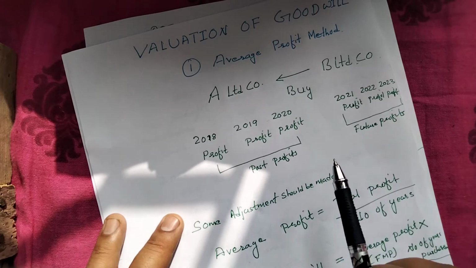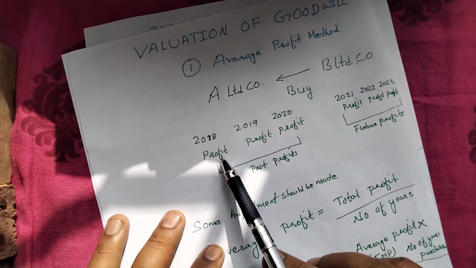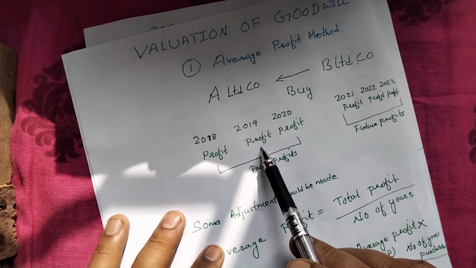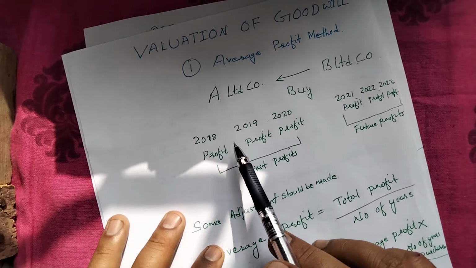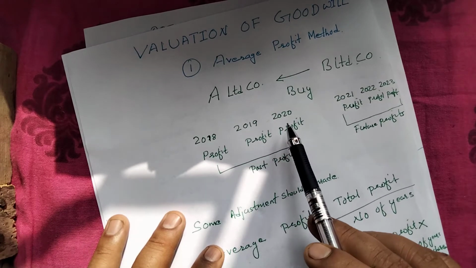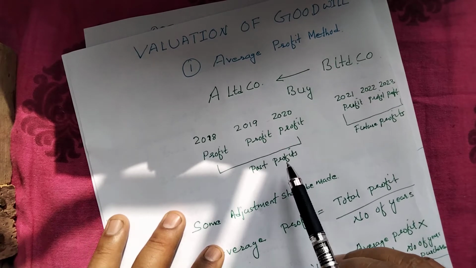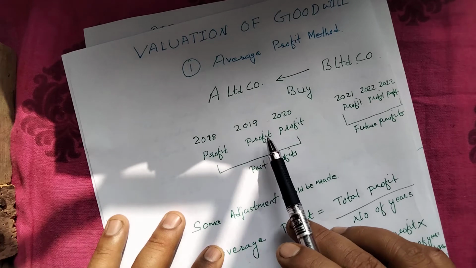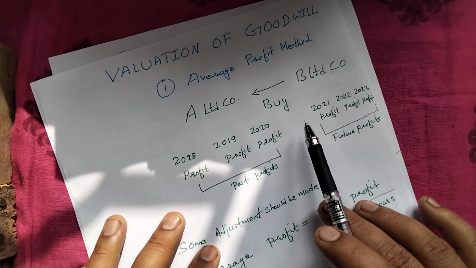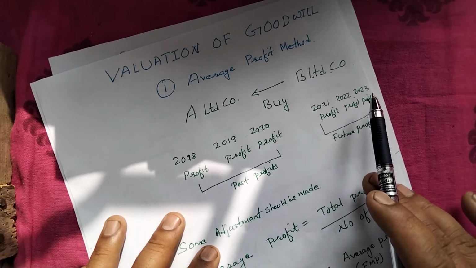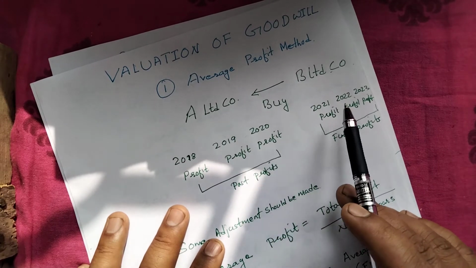Here you can see A Ltd has got profit in 2018, in 2019 also profit, 2020 also profit. So this is a very good company because it's giving profit in all the preceding 3 years. Then obviously, if it is giving profits in the previous years, in 21, 22, 23 also, or in the future period, this particular business is going to give us profit.